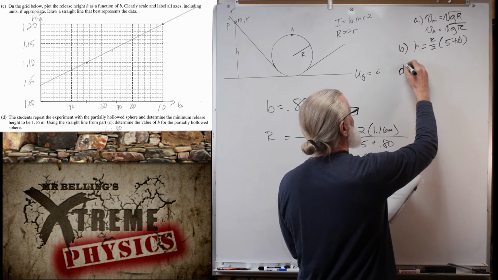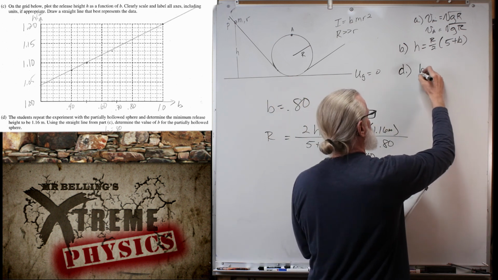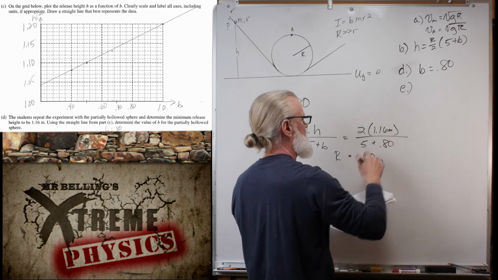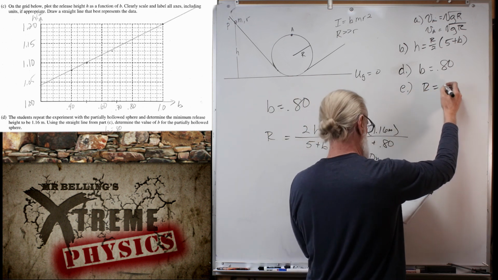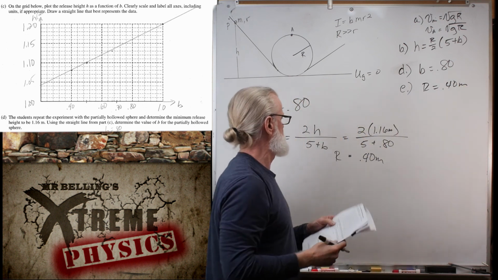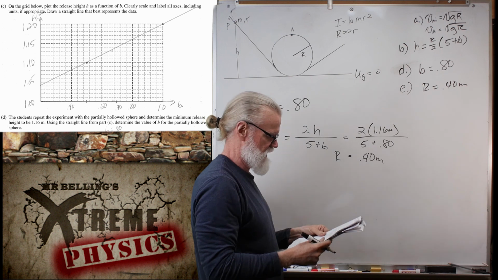Part C was the graph. D, b equals, I got that from the graph. E is R equals 0.4 meters. All right? I got that by taking that relationship and using my value for b to calculate R.